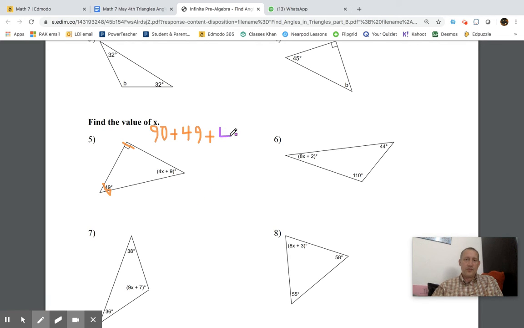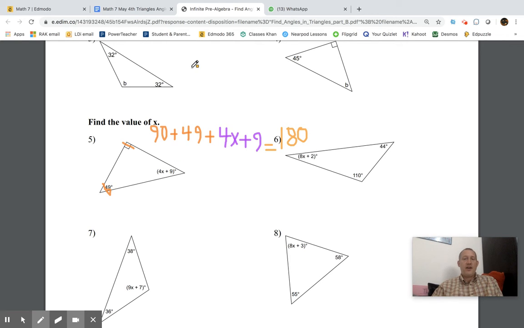And that is 4x plus 9. Now you notice there's parentheses around here, but I'm dropping the parentheses because we're adding. If we were subtracting, we'd want to make sure that we distributed that. Or if we're multiplying this angle times something, we'd want to do that too. Since all we're doing is adding, we can drop the parentheses. And that's going to equal 180.